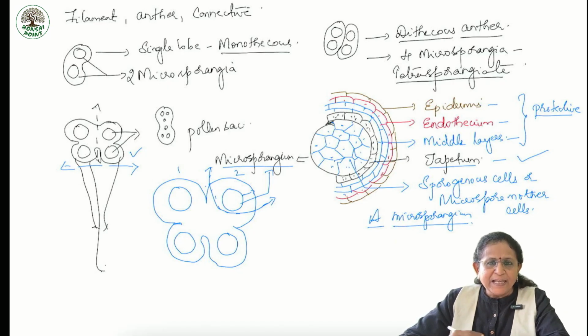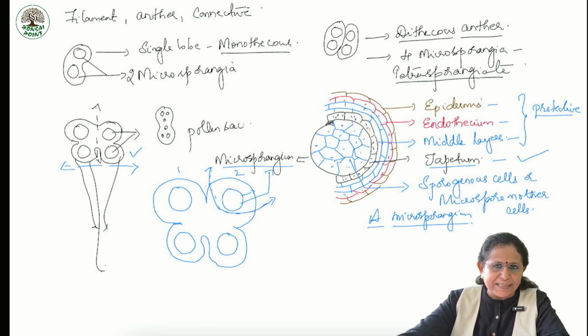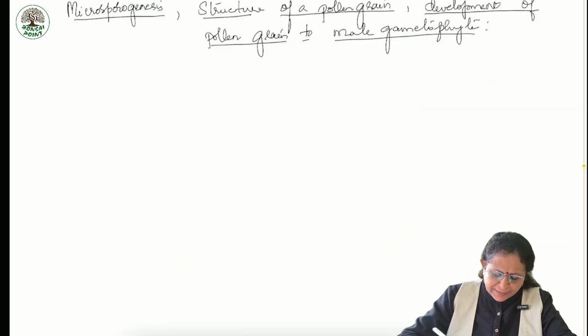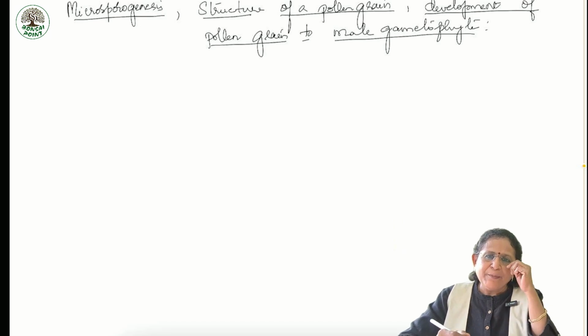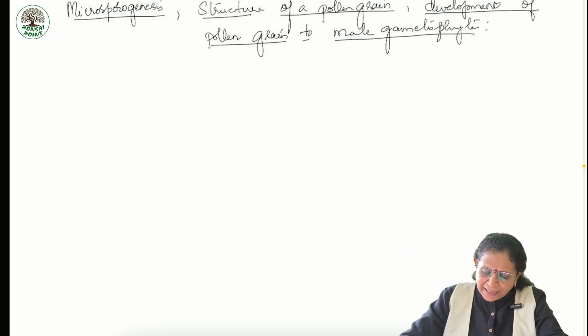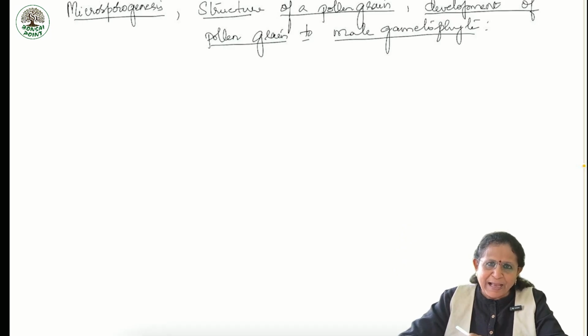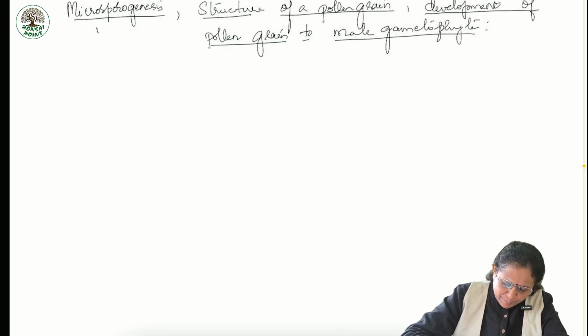Microsporogenesis. The name itself says microspores are formed. So how is it formed? Let us see. Is it clear? Yes, students. Let us see what is microsporogenesis, and then the structure of a pollen grain, and in addition the development of the pollen grain to the male gametophyte. All 3 topics are very important and are linked to one another. Please have a look. At first, what should I explain?